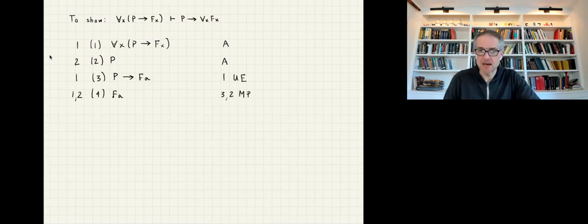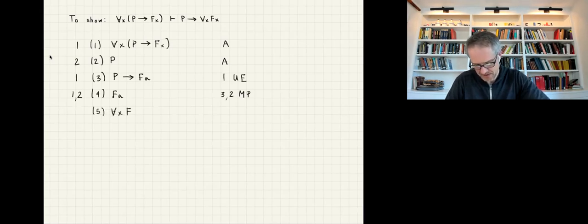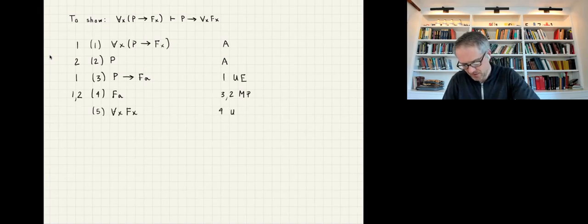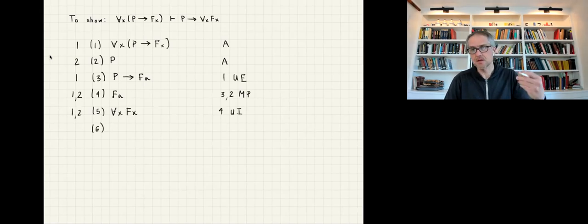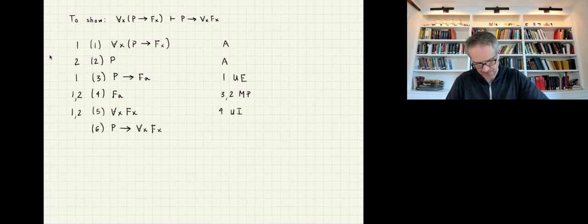Now looking back at lines 1 and 2, line 4 depends on 1 and 2. Lines 1 and 2 don't contain the name a, so now I can apply universal introduction to get for all x, Fx. So 4, universal introduction, 1, 2, and then finally I can discharge the assumption on P. In other words, I can put P in the conditional here: if P, then for all x, Fx. No more dependency on 2, that's discharged. So that's 2 to 5, conditional proof.